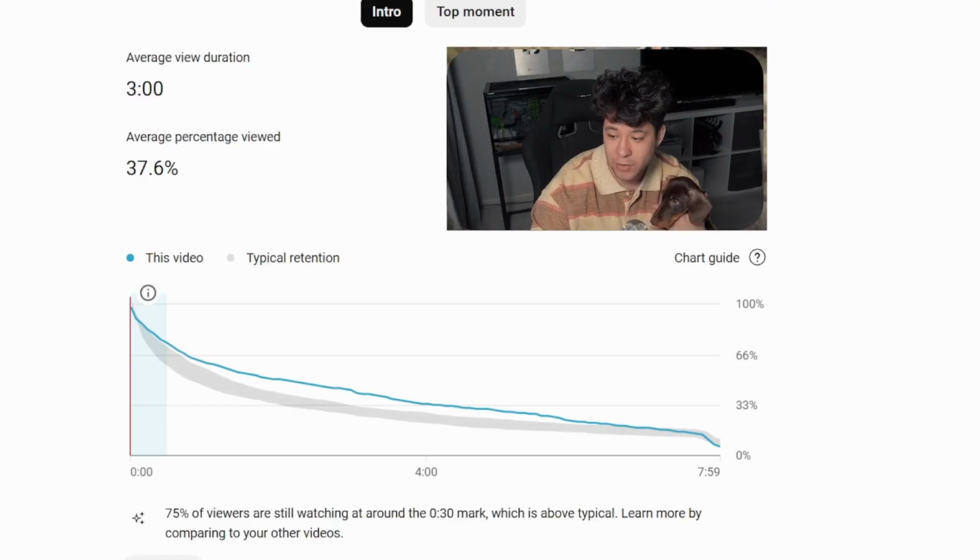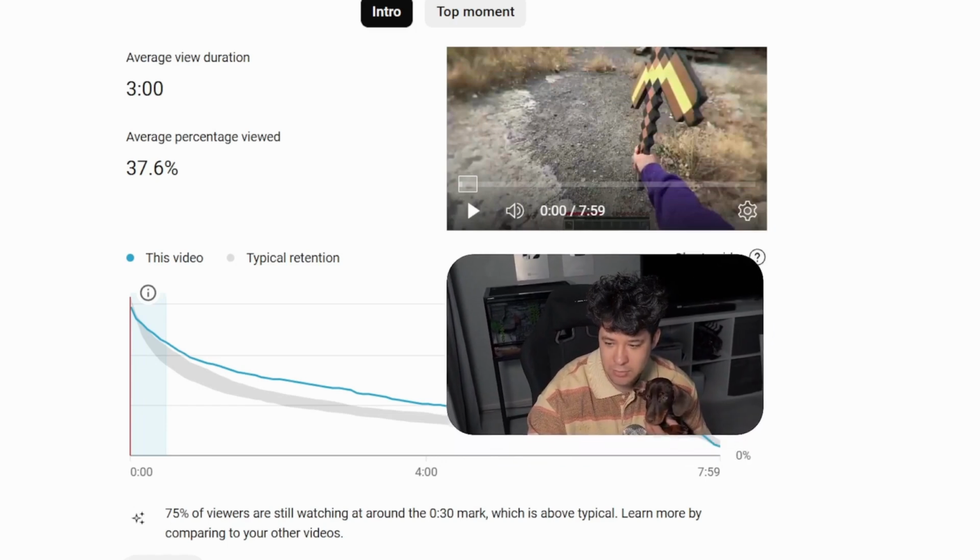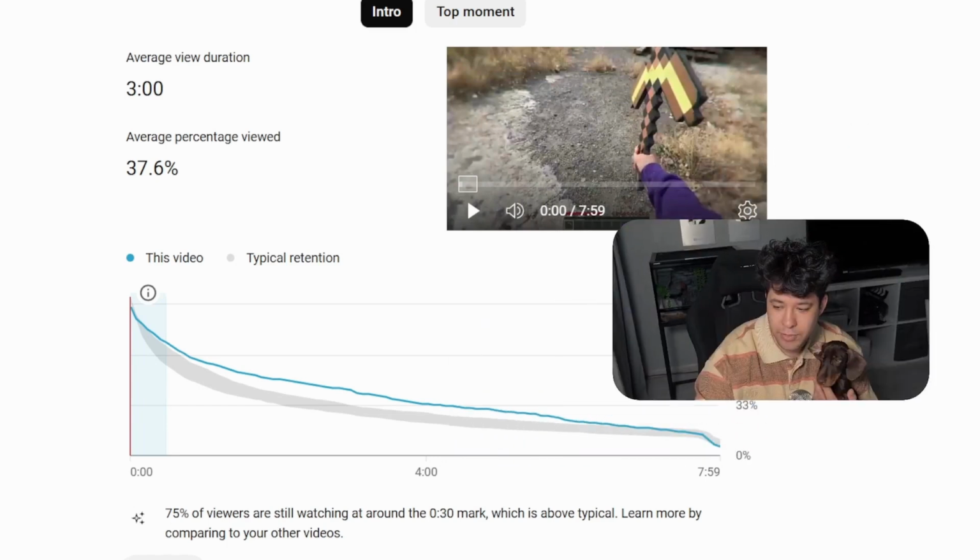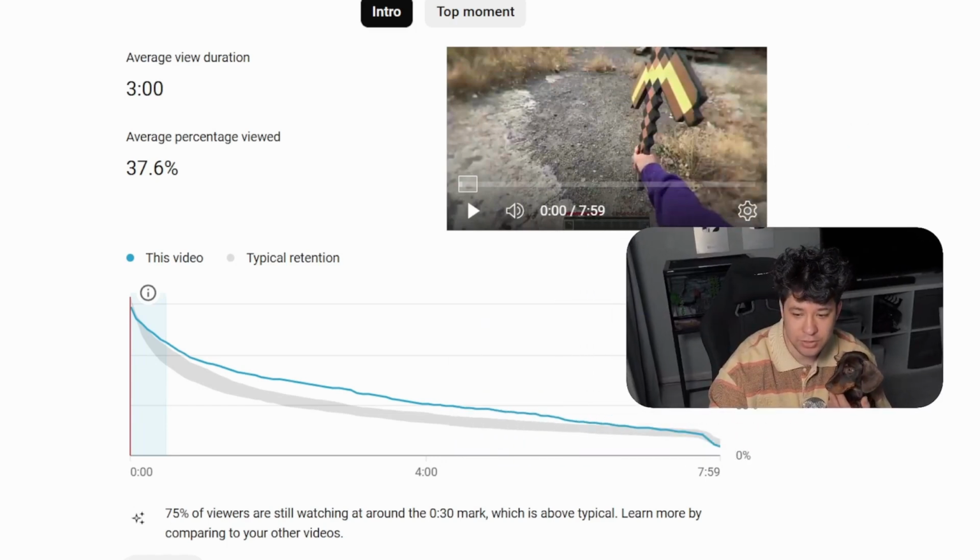Let's go! How does retention work on YouTube? Let's take a look at the analytics graph of one of my most popular YouTube videos. And what do we see here? The video itself is 7 minutes and 59 seconds long. At the same time, 3 minutes of the video is the retention time. As you can see, that's 37%.